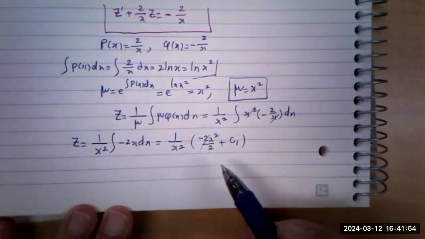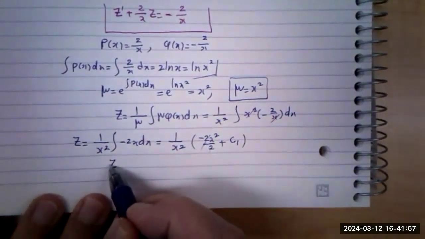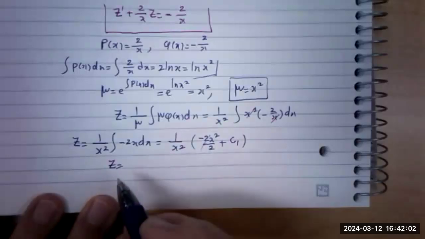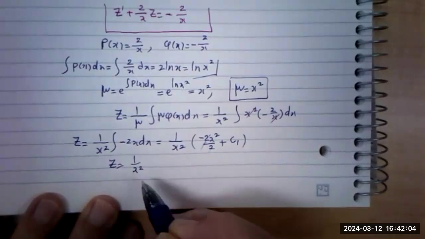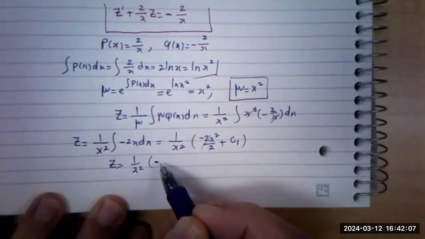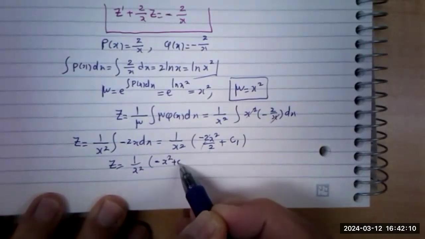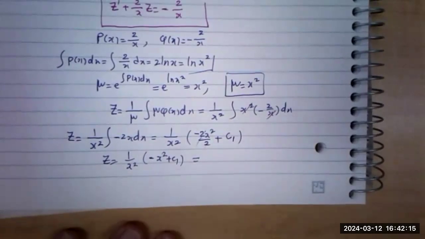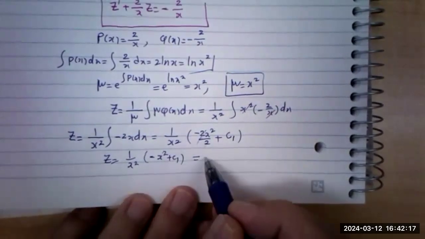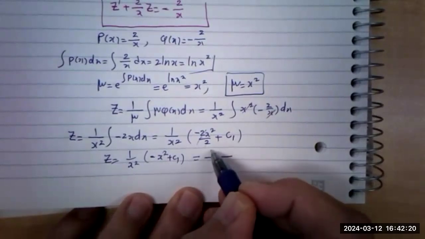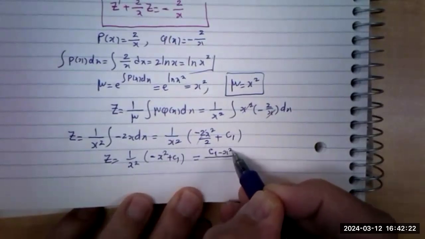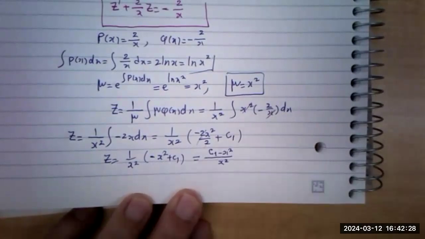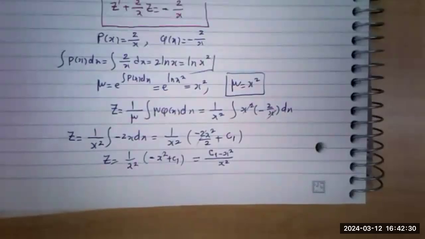Okay, these two would be simplified. So z is going to be equal to, okay, what's going to be z? Z is 1 over x squared times negative x squared plus c1. We'll write it as a fraction because they have to use reciprocal type. So the top is c1 minus x squared divided by x squared. Okay, this is going to be your z.